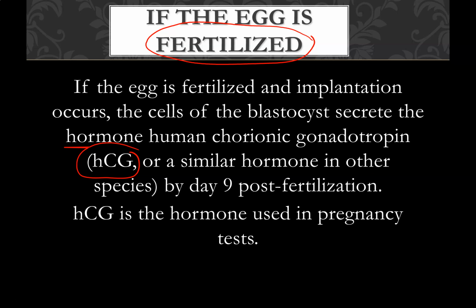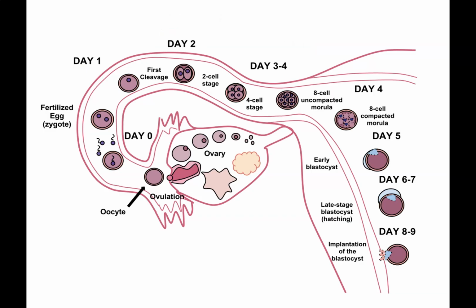After just a couple of days, and if you listen to the commercials on pregnancy tests, they're all about early detection. Once the egg is implanted, the body starts to produce this HCG, and the process gets started. So again, fertilization and implantation. That's if the egg is fertilized.